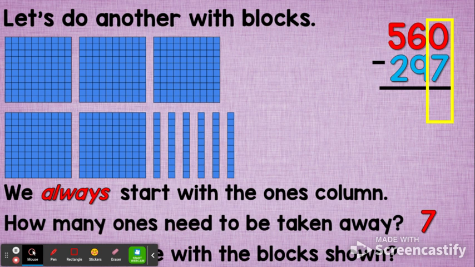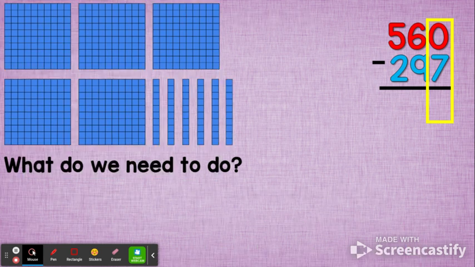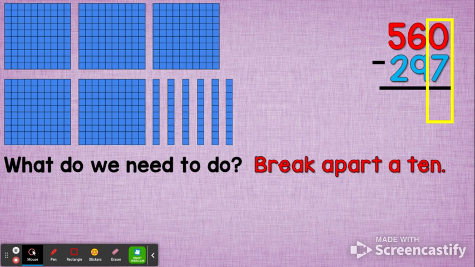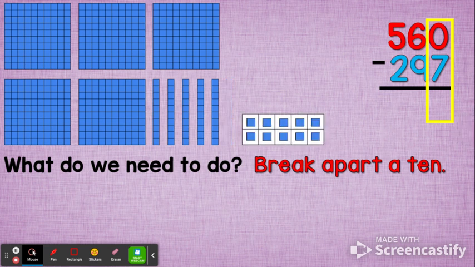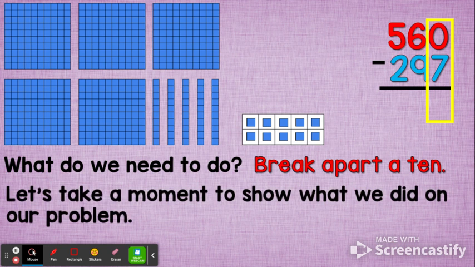So can this be done with our blocks shown? Not in this way, no. What do we need to do? Break apart a 10 because we're working with the ones, right? So I can take one of these and break it apart. Let's take a moment to show what we did on our problem. I had 6 tens. I broke it apart, so now I have 1, 2, 3, 4, and 5 tens, which is what I have here, and I have now 10 ones.